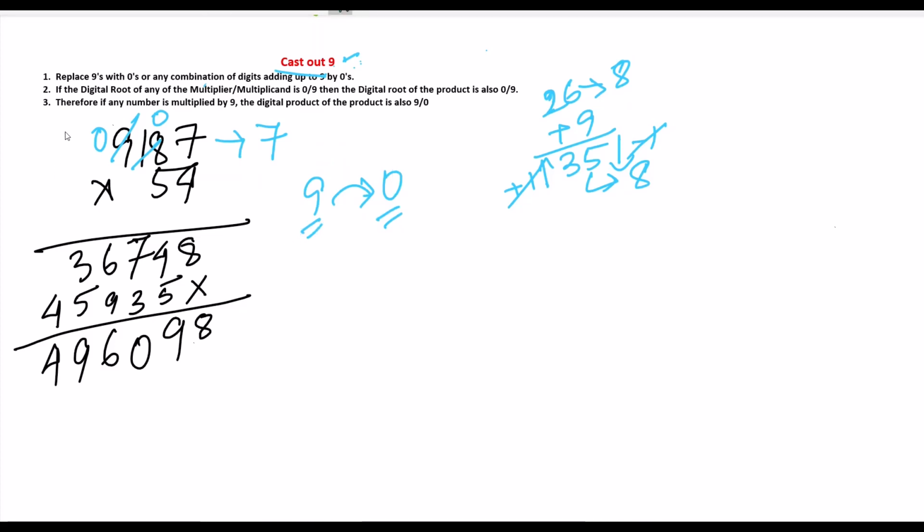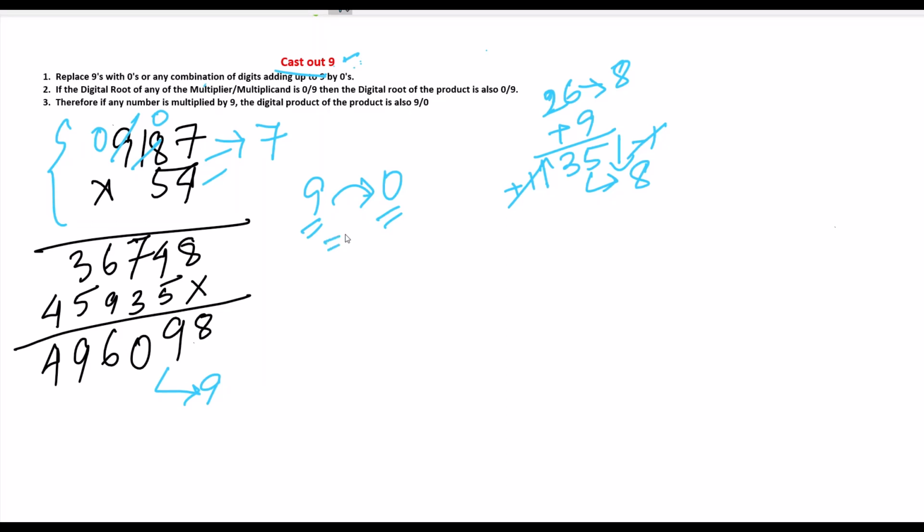The rule basically says that after the two numbers that are being multiplied are reduced to a single digit, if any of the single digits happens to be 9, then the product reduced to a single digit will give us 9 if the multiplication is correct. In other words, if the digital root of either the multiplier or the multiplicand is 9, then the digital root of the product will also be 9.